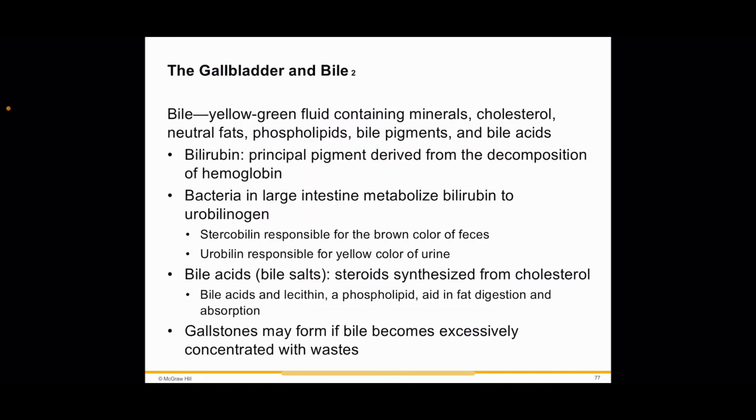Bile is yellow to green. It's got a lot of fats in it. It's got phospholipids, things that make it yellow, essentially. That's what bile pigments are referring to. And acids as well as salts.